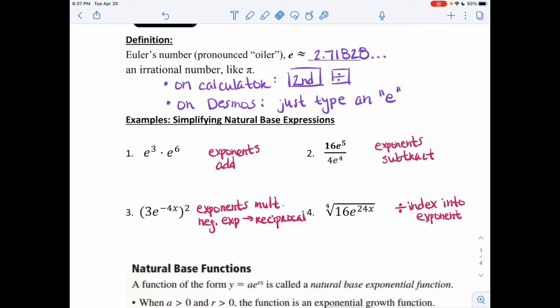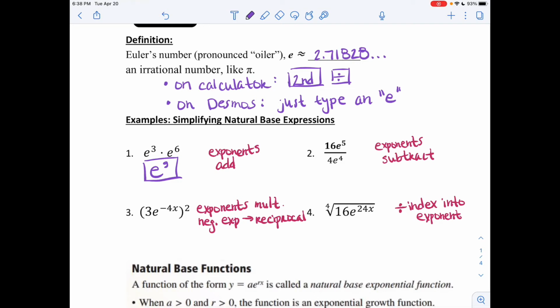Let's talk about how to deal with e in expressions, and e can have an exponent on it similar to a variable. So because it can have exponents similar to variables can, we use the same types of rules that we had for exponents on variables. In other words, if we are multiplying two things that have e as a base raised to an exponent together, our exponents are going to add. So e to the third times e to the sixth would be e to the ninth, 3 plus 6.